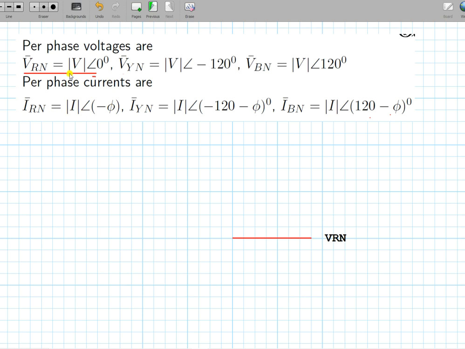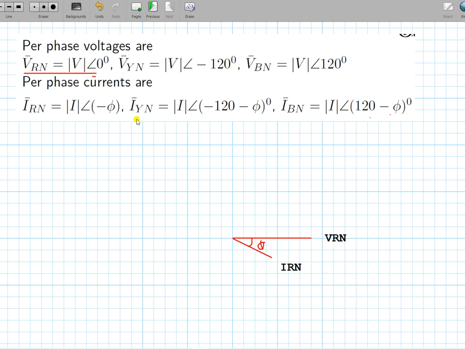Now what is the IRN phasor? The IRN phasor is lagging the V phasor by 5 degrees, which means this IRN phasor will lag the voltage by 5 degrees. This angle is equal to phi. And the magnitude of this current is equal to IRN.